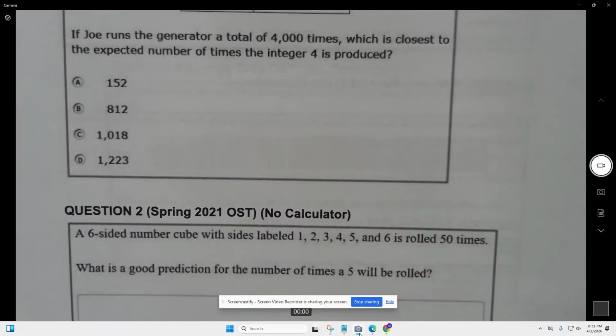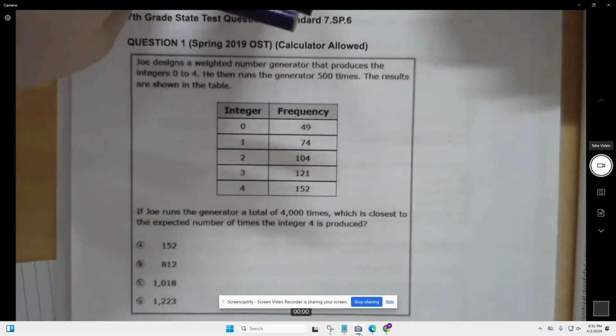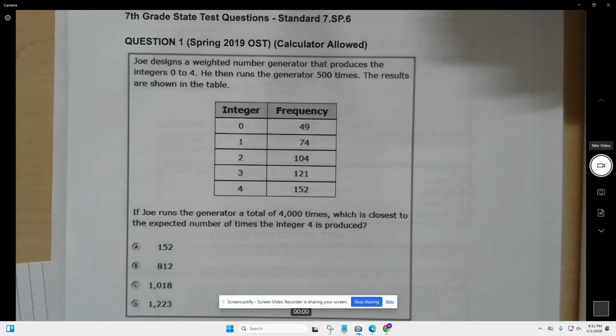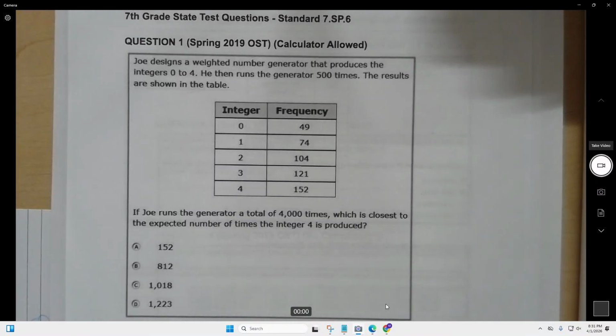We are back with another state test review. We're on the standard 7.SP.6, our sixth statistics and probability standard.